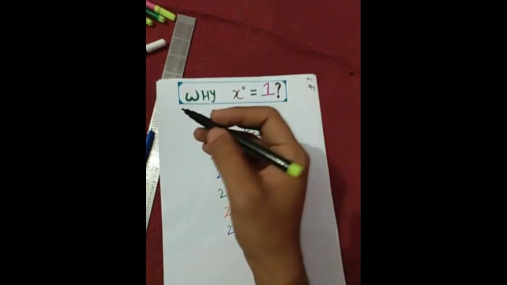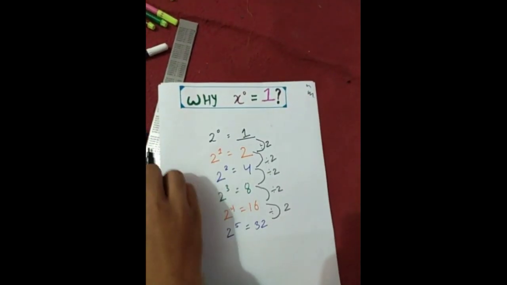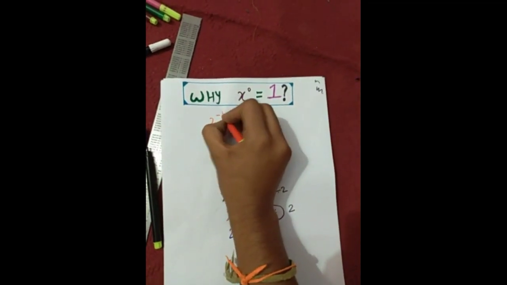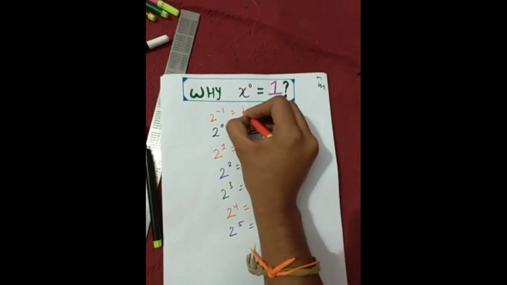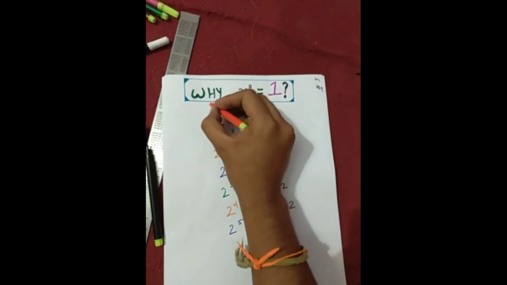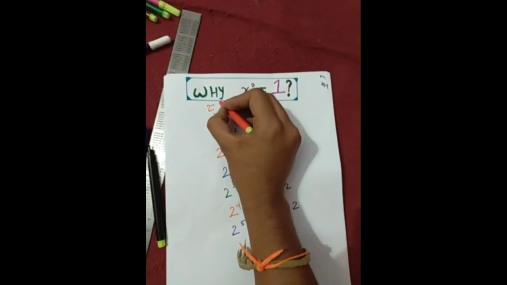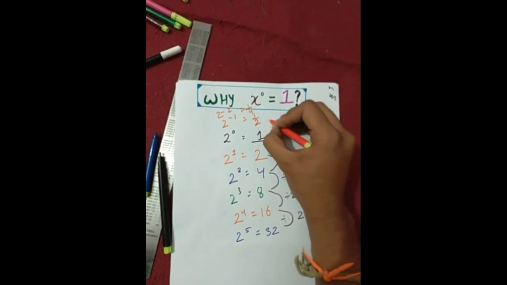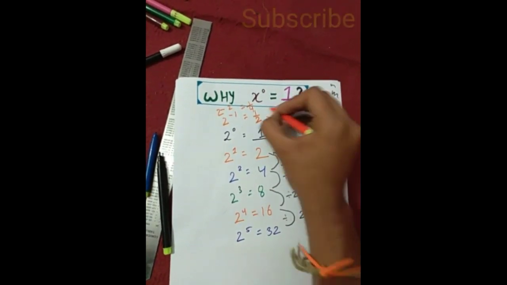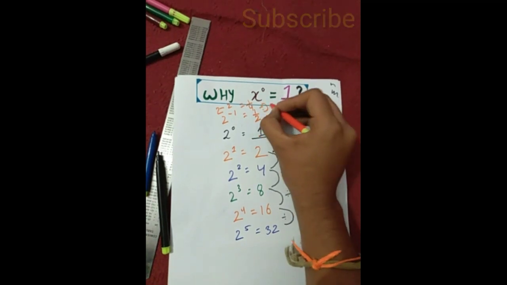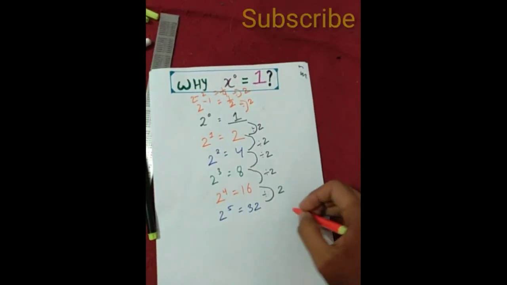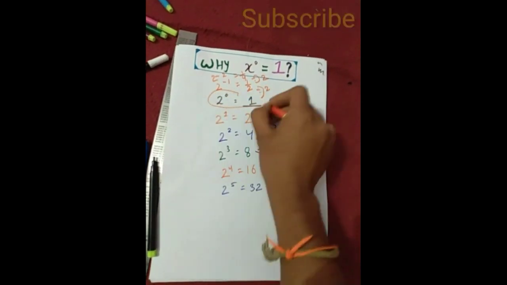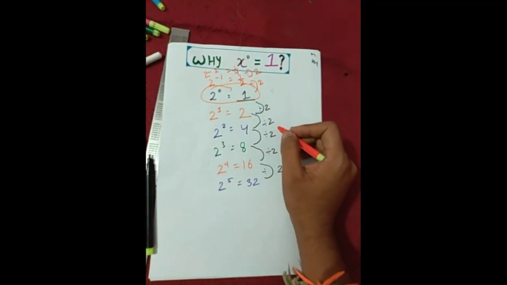What if the sequence goes on like this? Again, if the sequence goes on like this, we find that 2 to the power minus 1 is equal to 1 by 2. 2 to the power minus 2 is equal to 1 by 4. See, just the difference, divided by 2, divided by 2. So that is the reason why 2 to the power 0 is equal to 1. Hope you get it.